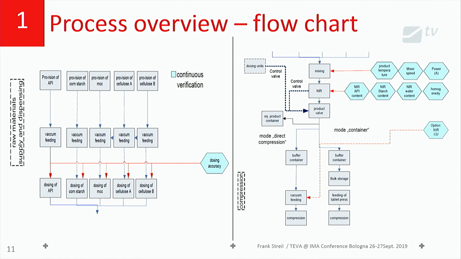From there, it passes a product valve. Hopefully, it normally passes and is not diverted to the rejected goods, which mostly happens. And from there, we have 2 options. One option is to go directly to the tablet press. The other option is to go to a container, which is later manually put on the tablet press.